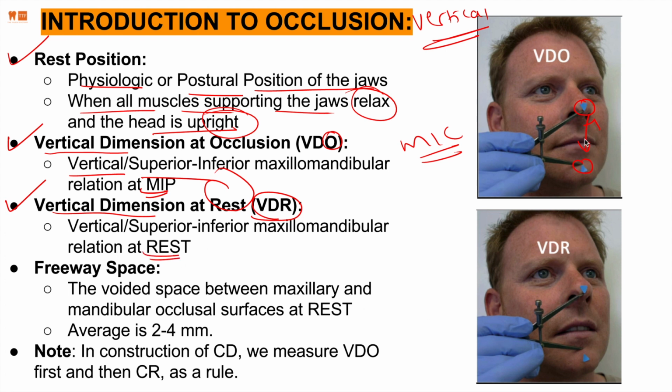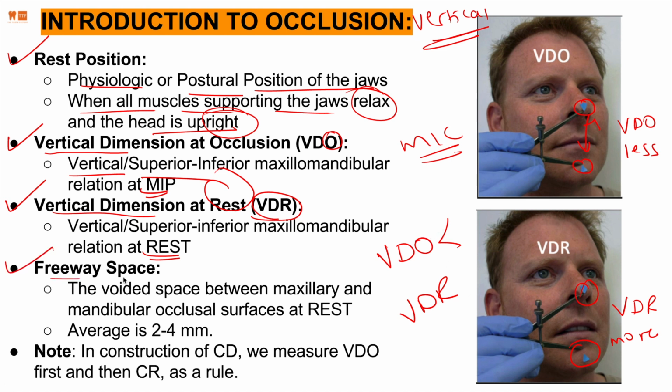So after this gentleman has clenched very hard in order to get VDO, that person has let go of his lower jaw, relaxed the muscles, and now we have VDR, also measured from the tip of the nose to the tip of the chin. Now if you think about it, the VDO will always be less than the VDR. That's because this distance is longer when our jaws are relaxed and drop down versus when they're closer together. So in a sense, we have VDO, which is less than VDR. Fair enough. But how much less? And what's that difference called?